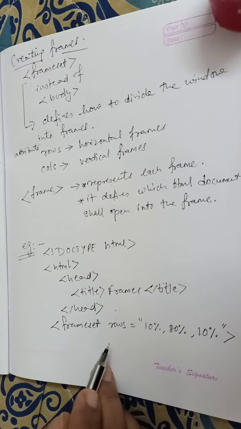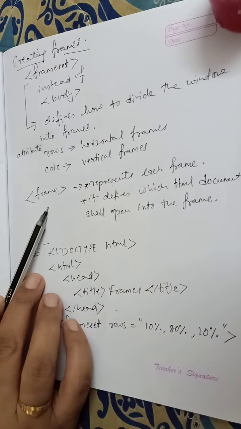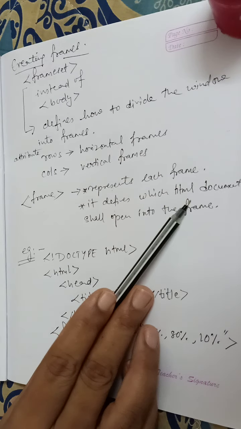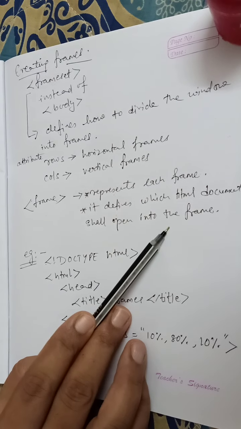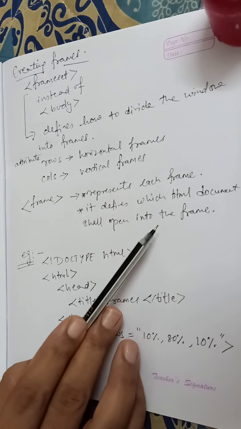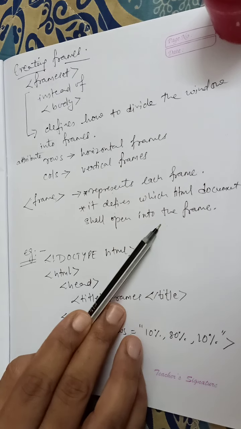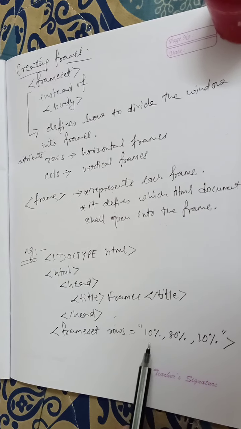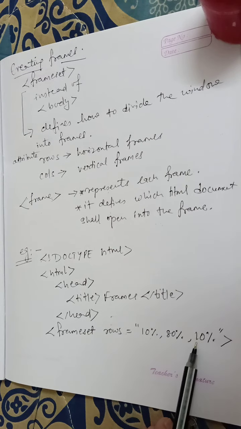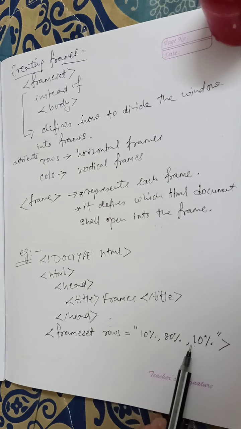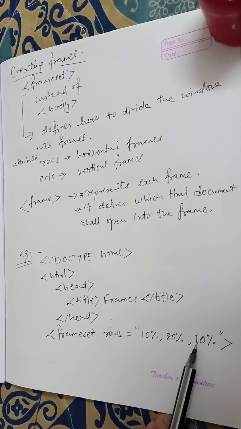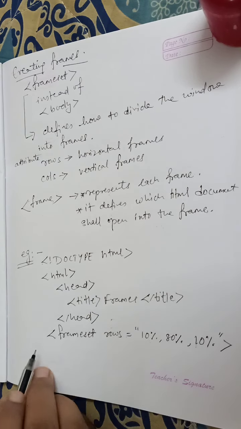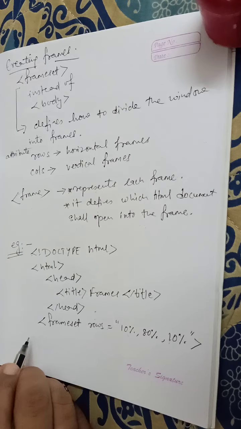For that we use our frame tag, which I have already mentioned here. It's written that it takes care of which HTML document shall open into the frame. So the HTML document which has to be opened should be mentioned using this frame tag. Since I have taken three partitions, three HTML documents can be opened. That means I will be going for three frame tags. Let me write the first frame tag.